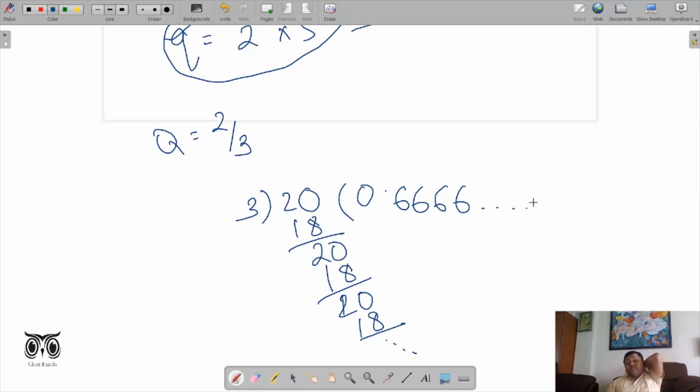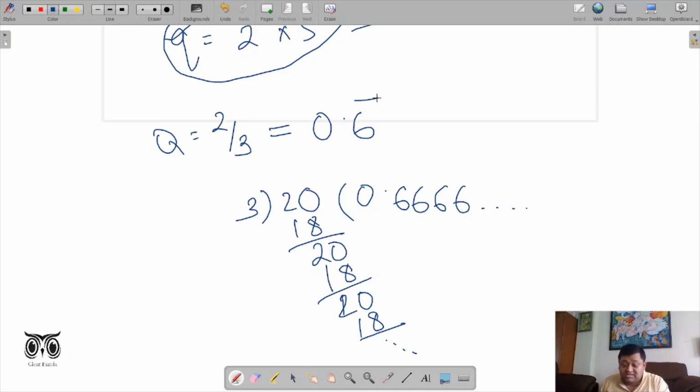So this means what? This division activity is not terminating. When a division is not terminating, it is just repeating itself, then it is called a non-terminating repeating decimal or a recurring decimal. So how do we represent that? We represent that in the form of 0.6 bar. So this bar means whichever is the set of repeating numbers, we put a bar on that.